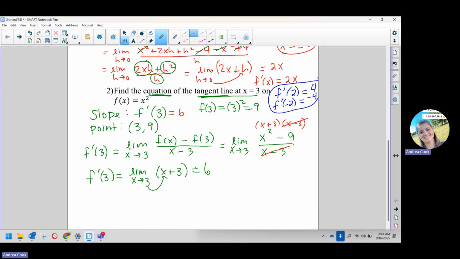Okay, so now I have a slope of 6 and I have a point. How do I write a tangent line? I do point slope. So y minus 9 equals m times x minus 3. And that is the equation of the tangent line at x equals 3.